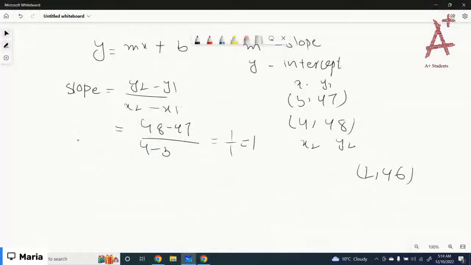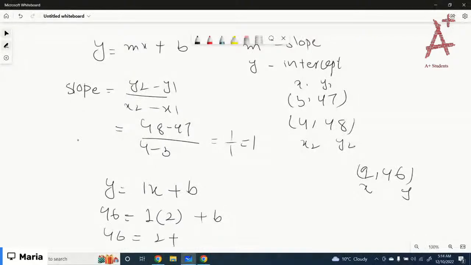Okay, we have the slope that is 1. So the equation is y equals 1x plus b. Put the point in the equation. This is x and this is y. It is y is 46, x is 2, and plus b. So it is 46 equals 2 plus b.